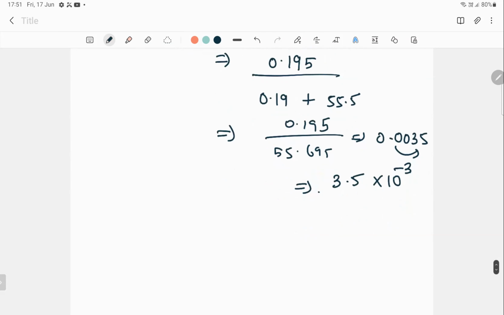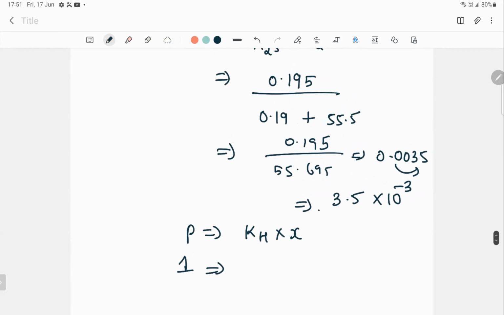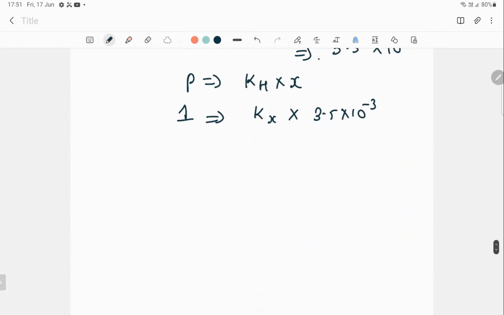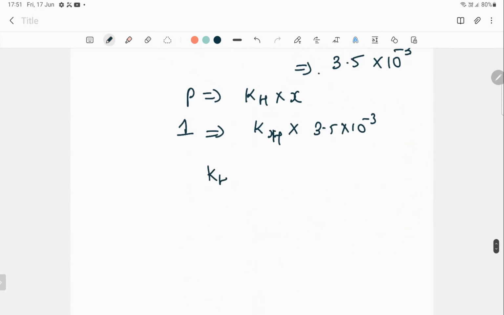Now next, what is the question they have been asking? Partial pressure is equal to KH into X. So partial pressure is 1. We need to find KH. And your X is what we have derived here, 3.5 into 10 to the power minus 3. So KH is equal to 1 divided by 3.5 into 10 to the power minus 3, which is nothing but 1 divided by 3.5. Now you got 2.85 into 10 to the power 2.